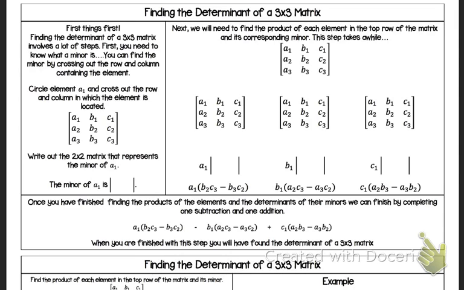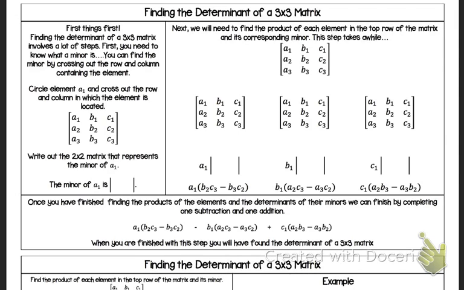So, step 1, first things first, finding the determinant of a 3 by 3 matrix involves a lot of steps. First, you need to know what a minor is. You can find the minor by crossing out the row and the column containing the element. Circle element A1 and cross out the row and the column in which it's located.